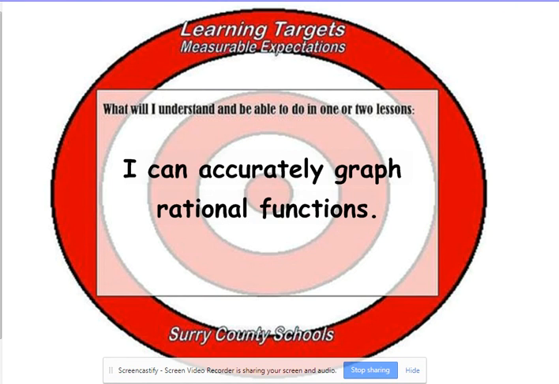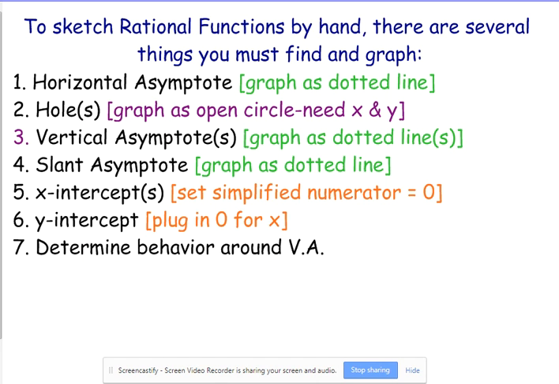Graphing rational functions, like I mentioned, without relying upon our calculator, especially if you have any plans of ever taking calculus in your life, whether it's with me or in college, you're going to have to know this stuff about rational functions without your calculator, okay? So there's several things that we must find and graph. The first few we've kind of already covered how to find.